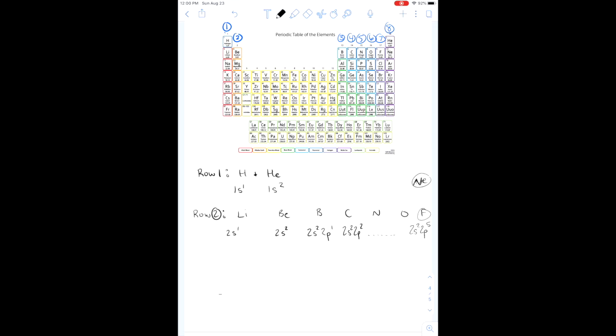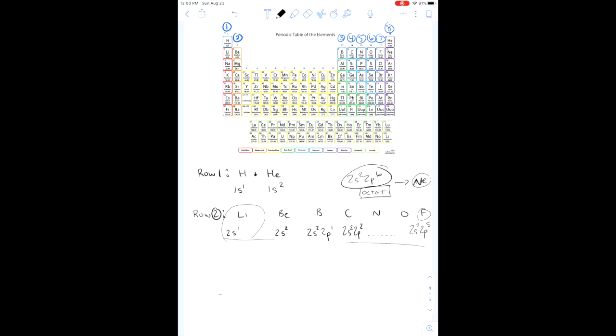And then looking at neon, this has the electron configuration of 2s2, 2p6. I purposely left out the 1s2 on all of these just for simplicity. But notice neon has 8 electrons in its outer shell. That's the principal quantum number 2.